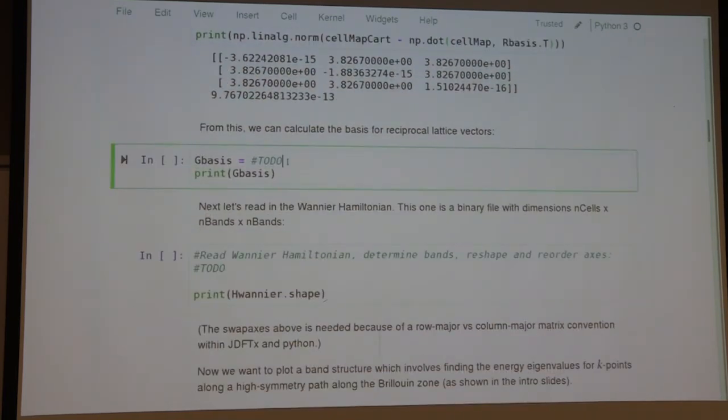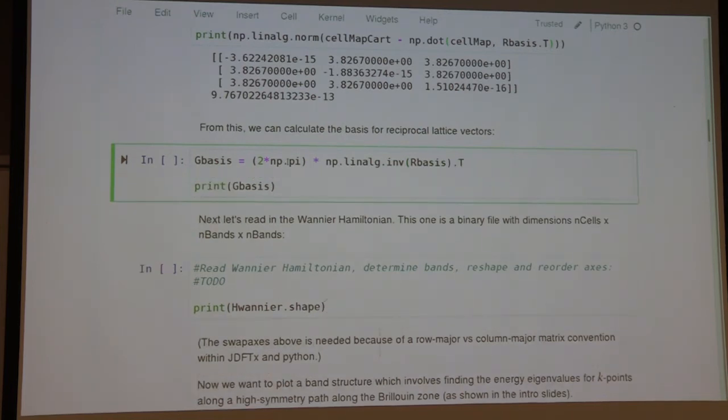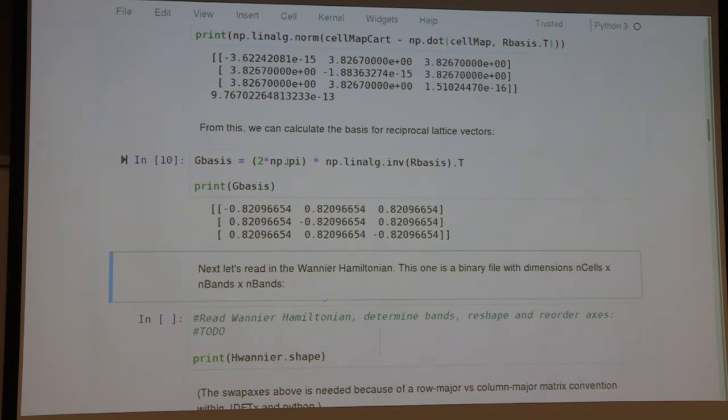Okay, so next, if I want to calculate the reciprocal lattice vectors from this, how would I do that? The basis for the reciprocal lattice vectors. Very good. So this would just be 2 pi times the inverse of that, and there's also a transpose. But again, that doesn't matter in this particular case. And for those of you who know, this happens to be the set of basis vectors for a body-centered cubic lattice, because the reciprocal space of face-centered is body-centered and vice versa.